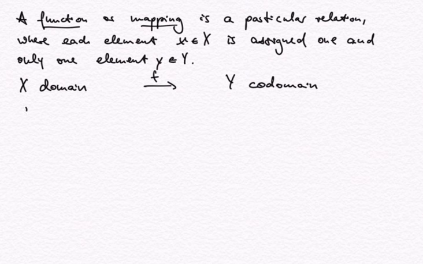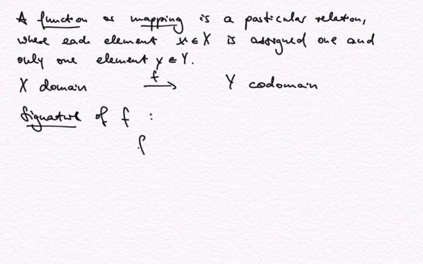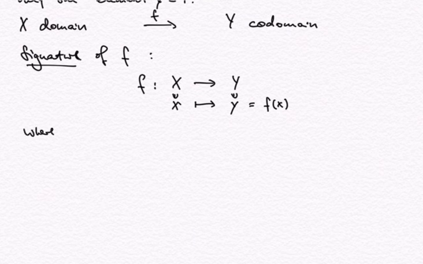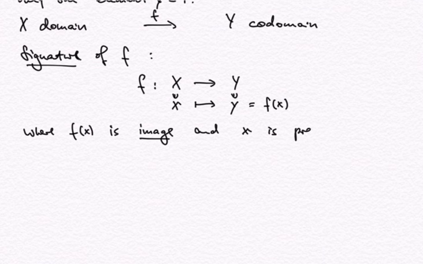Then we can write the signature of the function as f maps from X to Y. These are the sets, and then we have the elements, and for the association of the elements, we use the arrow with a bar on the left-hand side. So lowercase x is an element of uppercase X, and lowercase y is an element of uppercase Y. And y, of course, can also be written as f of x, maybe a bit more familiar, where f of x is called the image, and x is called the pre-image.